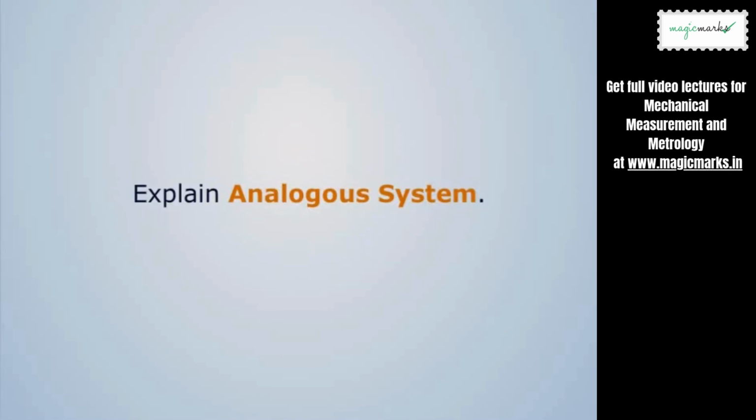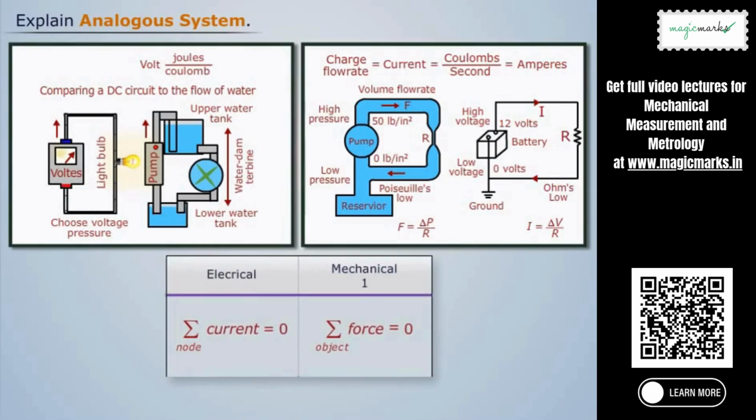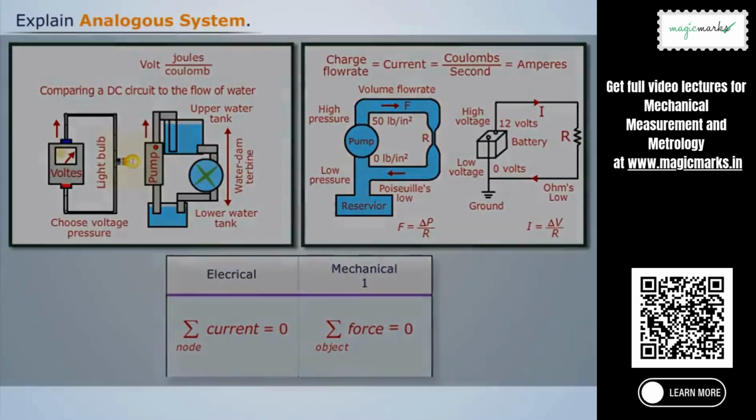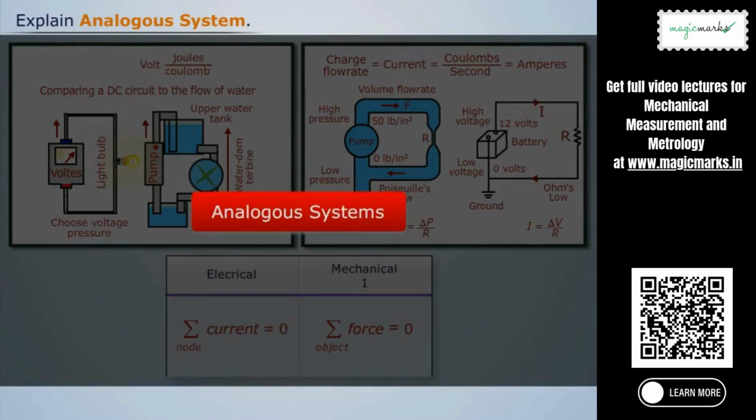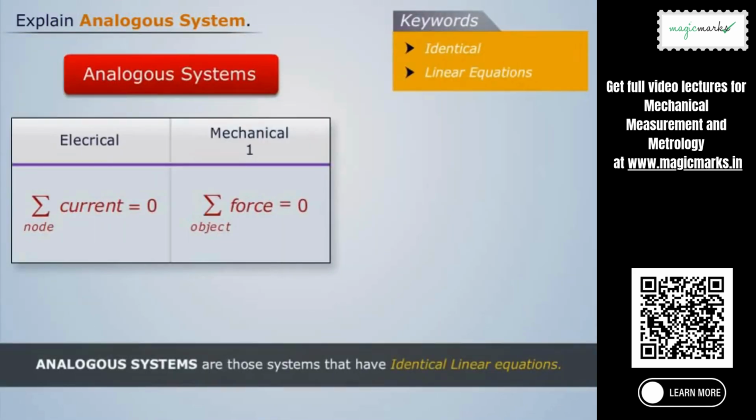Explain analogous system. Many systems are related to each other as they have identical linear equations. Such systems are called analogous systems. Thus, analogous systems are those systems that have identical linear equations.